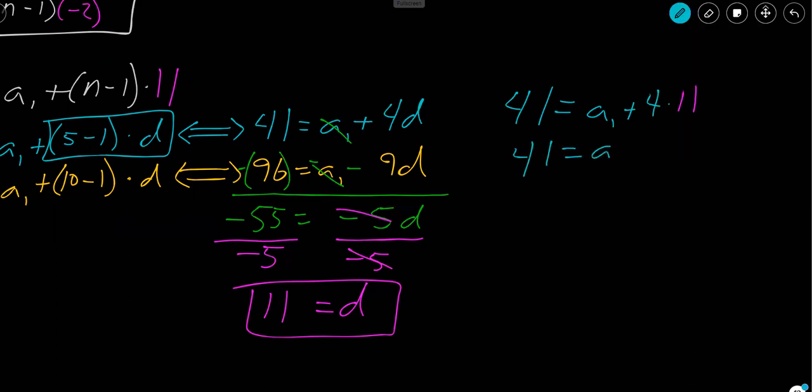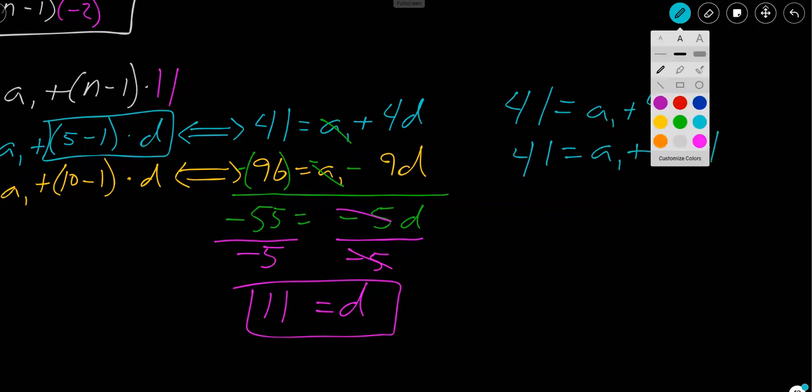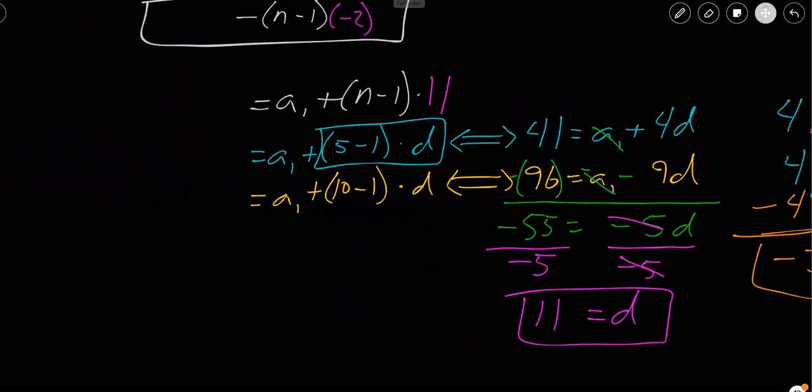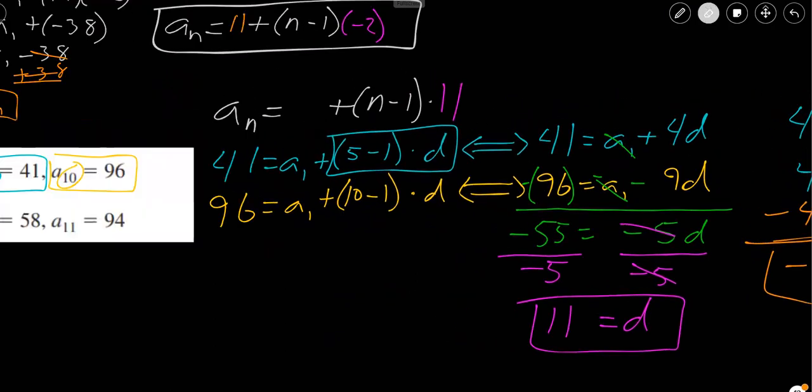So now I can just work through this problem. 41 equals A1 plus 4 times 11 is 44. Now I can solve for A1. Subtract 44 from both sides. Those go away. 41 minus 44 is negative 3. So negative 3 equals A1. And now all I have to do is plug that in. So negative 3 is my A1 value, 11 is my d value, and now I have my rule.